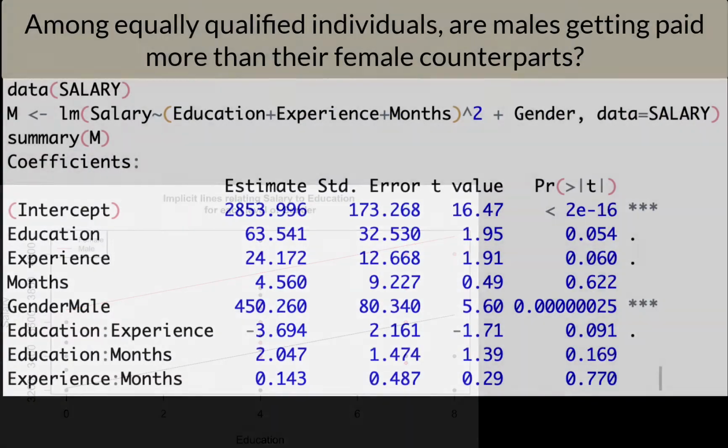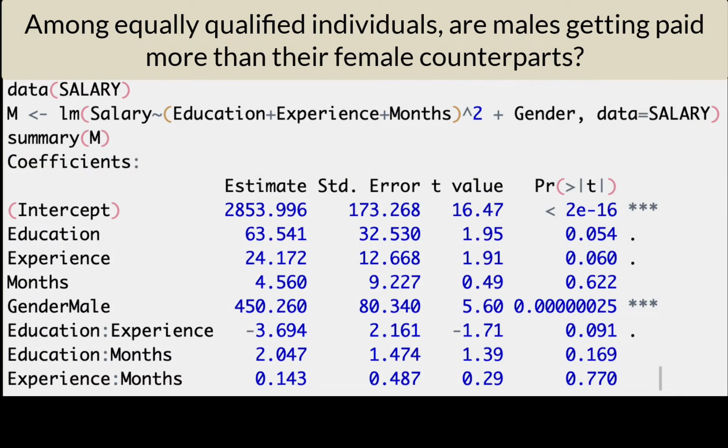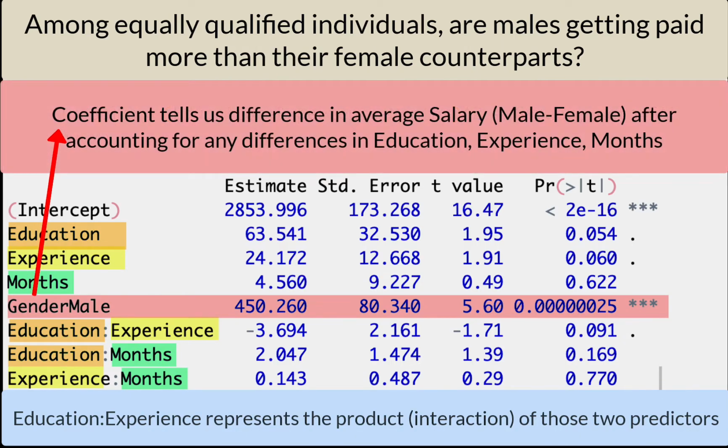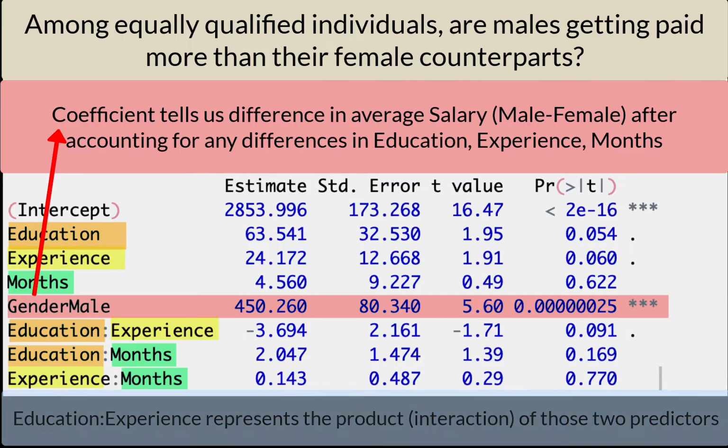Now, we used this model to determine if there was any sort of systematic discrimination against women at this company, because we were able to fit a model that helped to predict the salary at the company based on the number of years of education, the number of years of experience, and the number of months working at the company. And when we did that, we could go and check out the coefficient of gender in our predictive model to determine what the average difference in salaries was between men and women after accounting for any possible differences in their educational experience levels or the number of months working at the company.